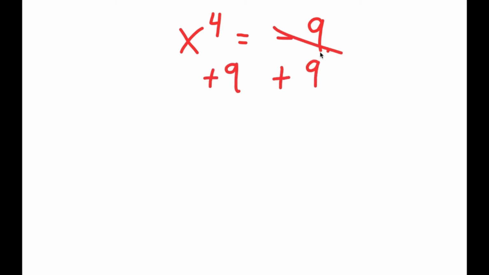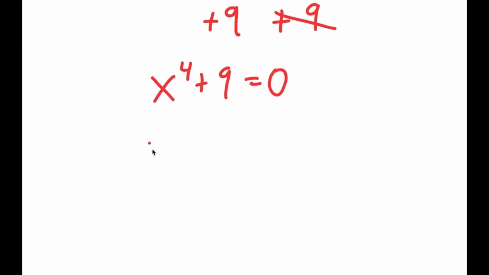Alright, so for this video, I'm going to be solving the equation x to the power of 4 is equal to negative 9. So what I'm first going to do is add 9 on both sides. So then these two cancel out, and I get x to the power of 4 plus 9 is equal to 0. Now from here, I can rewrite x to the power of 4 as x squared to the power of 2, and I can rewrite 9 as 3 squared.